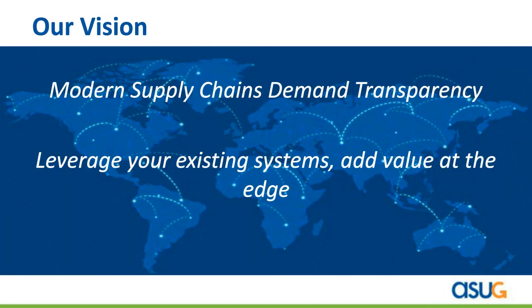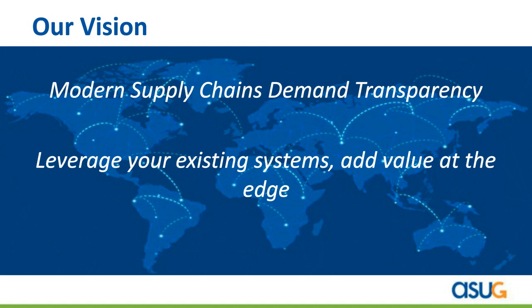So when we talk about our vision for the digital supply chain, it really breaks down into two different areas. The first one is that modern supply chains demand transparency. And what do I mean by that? So in the modern supply chain, there are a lot of moving parts. There are a lot of partners involved. There's a need for being able to see very granular information so that you can make decisions and adjust the flow of goods and services throughout your supply chain.